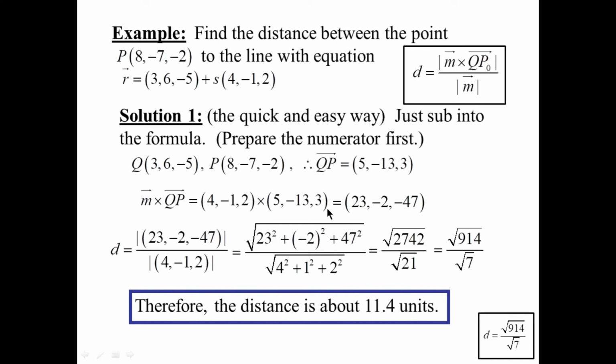So how did this way work? We worked out the numerator of our formula by figuring out this cross product first, which meant that we had to find QP first. So QP was, Q is any point on the line, P is the external point. Figure out QP, figure out the cross product, sub into the formula, and we get the distance. But there's a different way.